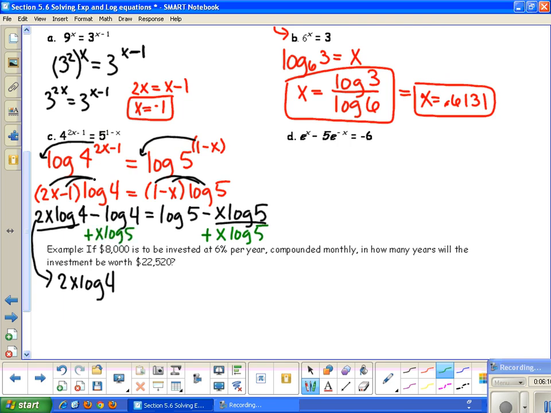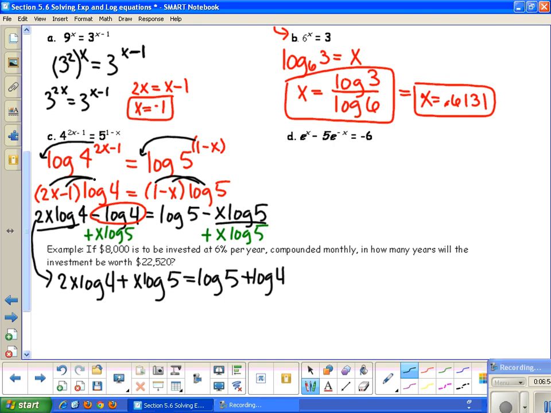So this would be plus x log 5. And then I want to get the log 4 to the other side. So in order to get this to the other side, I have to add it. So when I add that, that gives me log of 5 plus the log of 4.